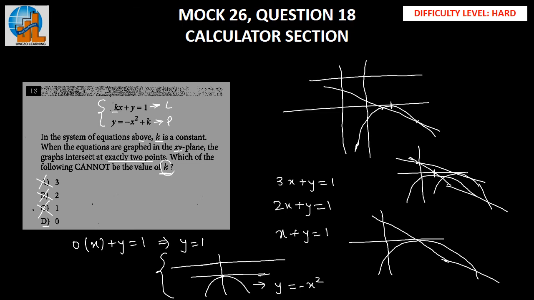So we know when k is 0, the line and graph will not intersect at 2 points, and hence that cannot be the value of k, and hence option D is the right answer.